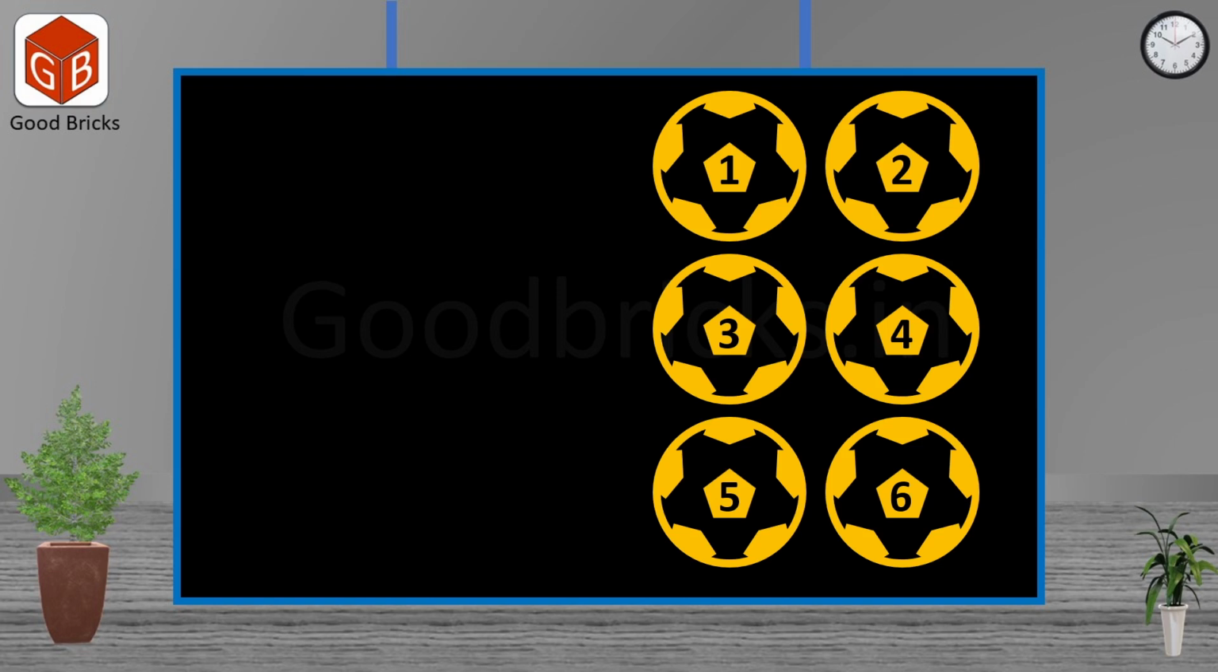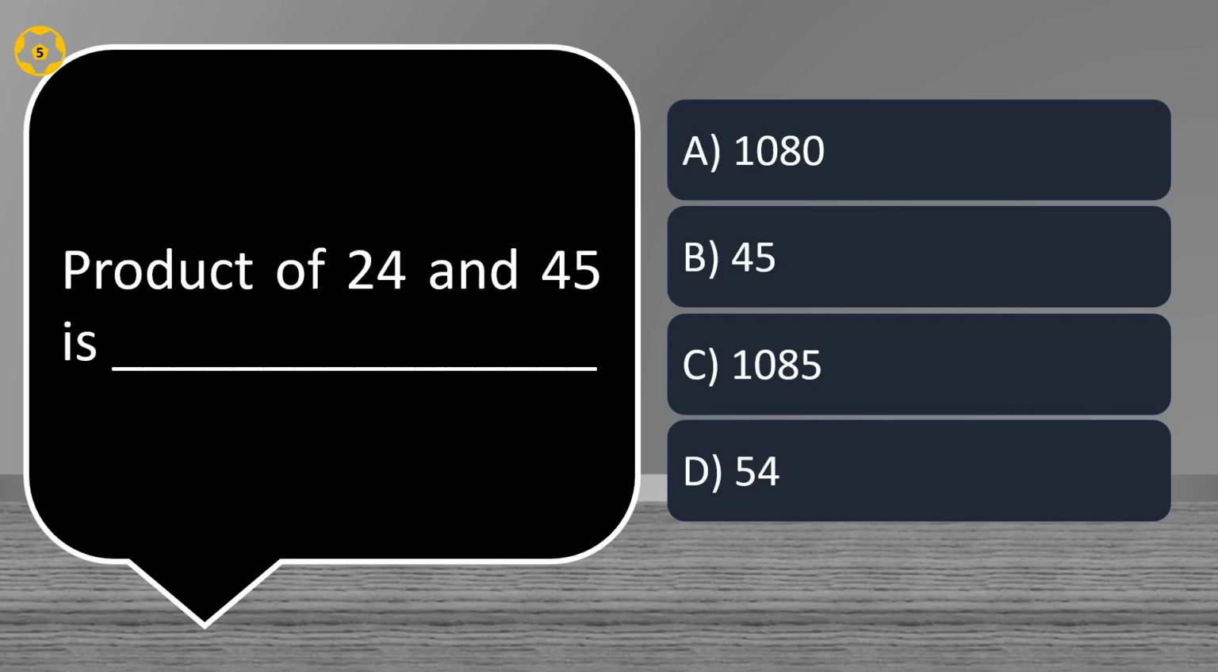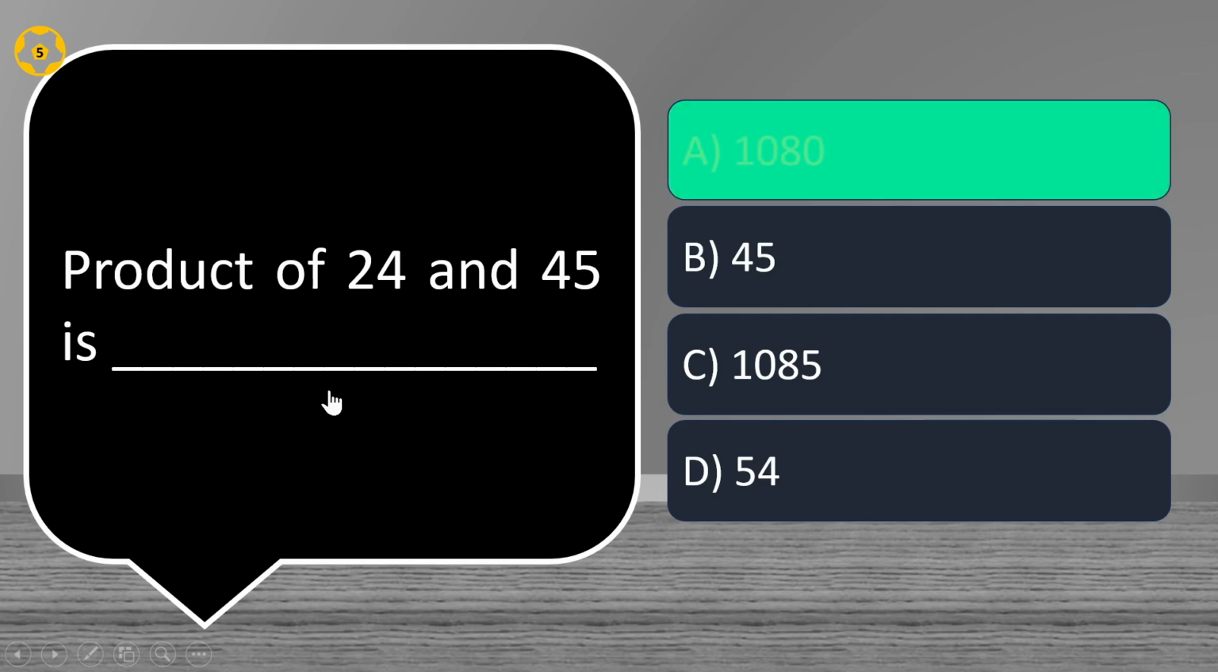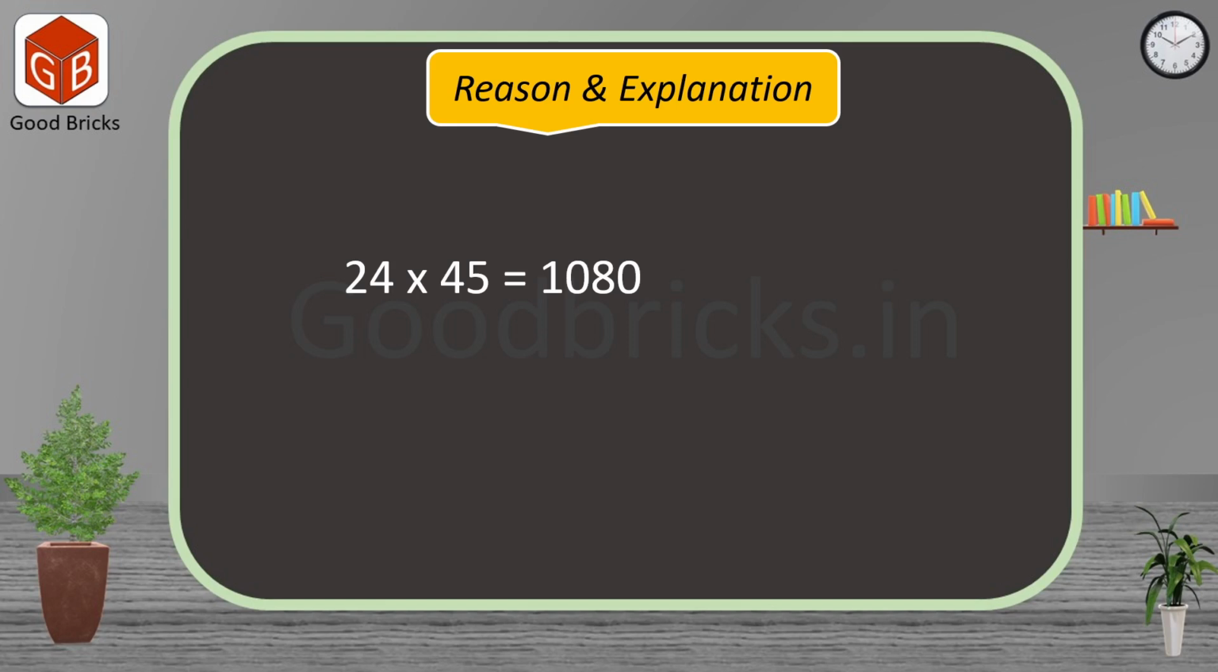Our next question is, and let us look at this fifth question. Product of 24 and 45 is dash. The answer is, and this is a very simple question because it is a product of two numbers. But the reason for giving this question is that it is going to help our previous question and the next question. And if you want, you can see the explanation.